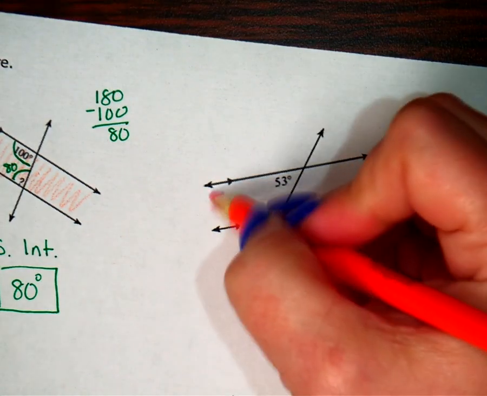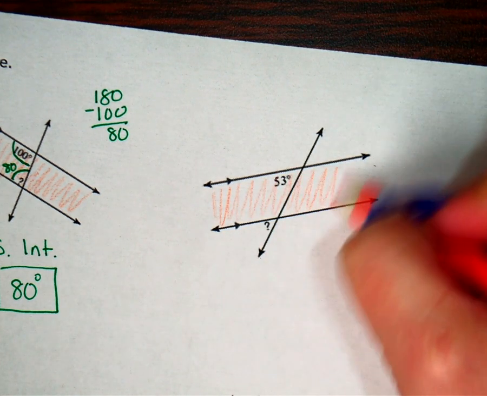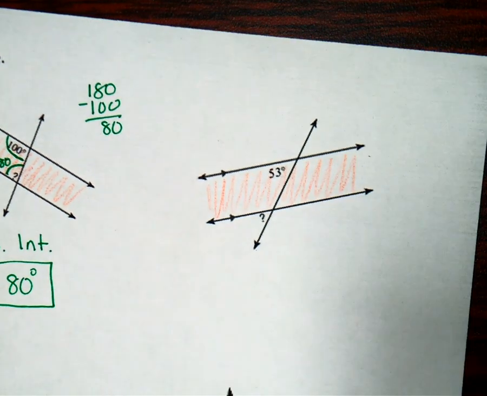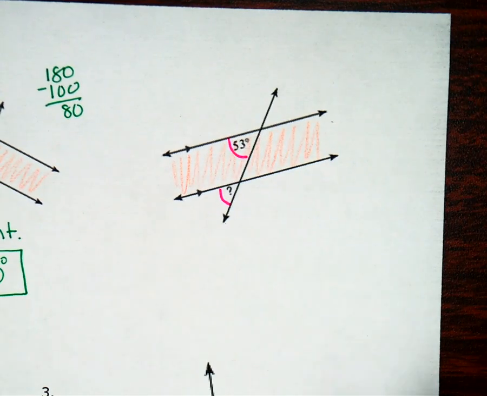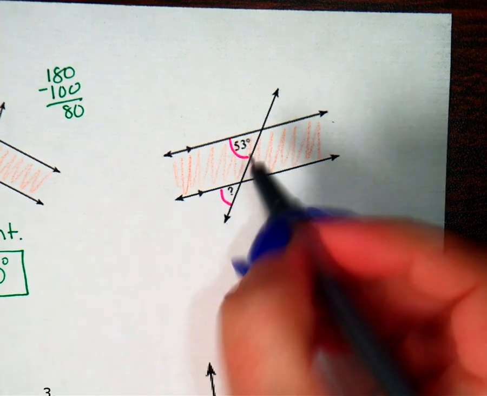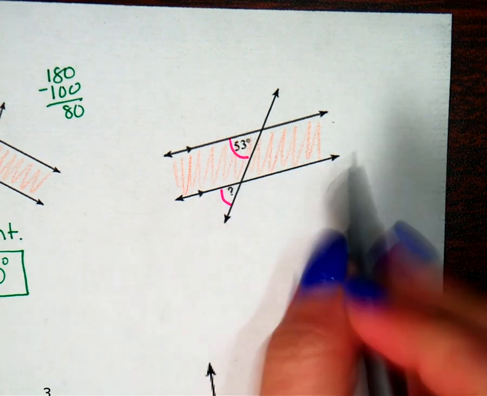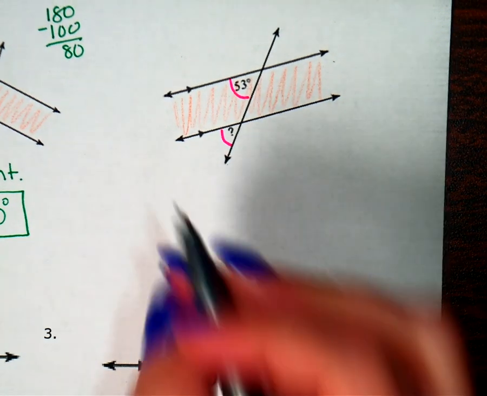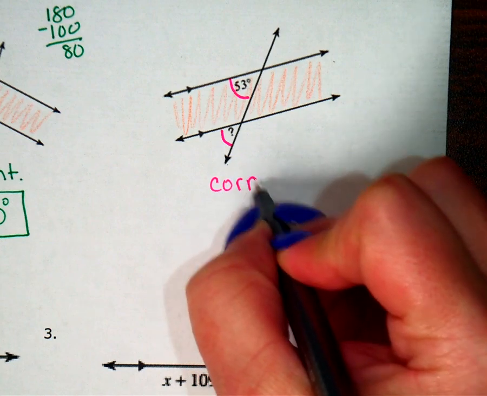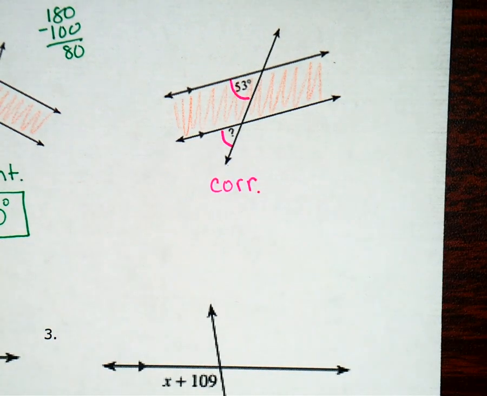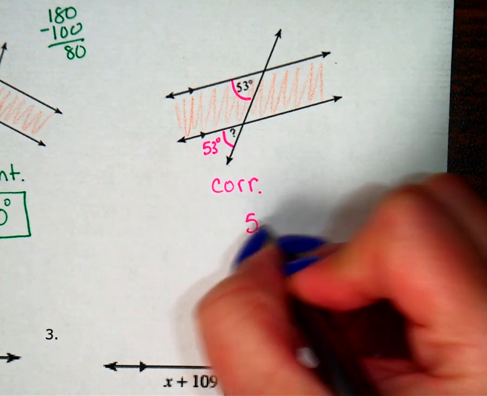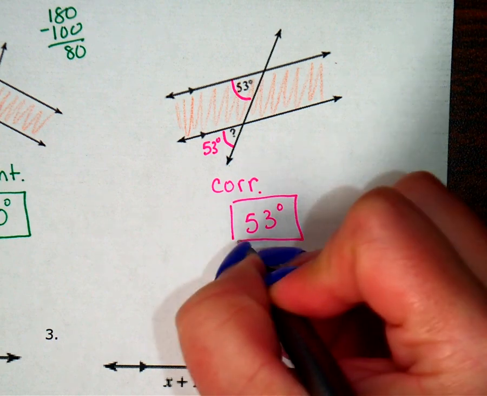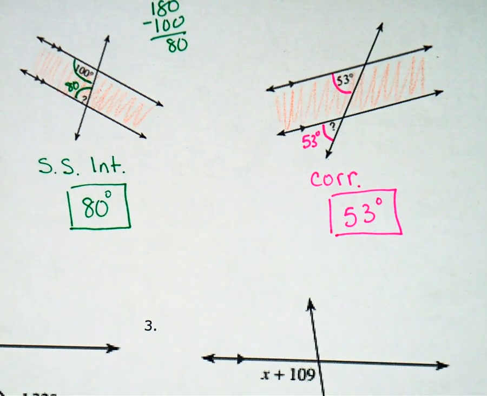And then the last one here, when I look at that one, my interior is here. One is in the interior, but the other is in the exterior. So they're not both interior or both exterior. You have one of each, but they are both below the parallel lines. They are both to the left of the transversal, so they're in the same corresponding position. So these are corresponding angles, which means they equal each other. So if one is 53, the other is also 53 degrees. Okay, so hopefully you got 80 and 53.